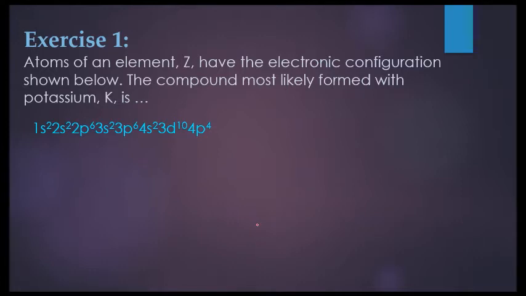Now for the fun exercises. So let's think about this. Atoms of element Z have the electronic configuration shown below. The compound most likely formed with potassium K is... Any ideas as to where I should start? What should I look at first? What do I need to do with this configuration before I can figure out what compound is going to be formed with K? I really need to identify the element or the group.